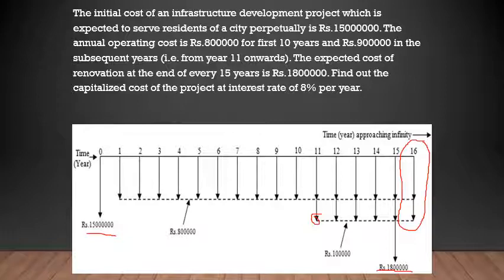Now I have to convert this into capitalized cost. The major difference between this cash flow diagram and the previous problem is this additional component. How do I encounter this particular additional component? Let us check.